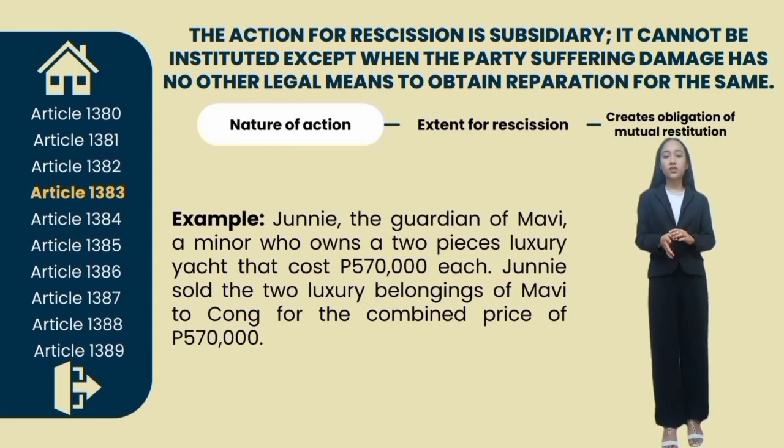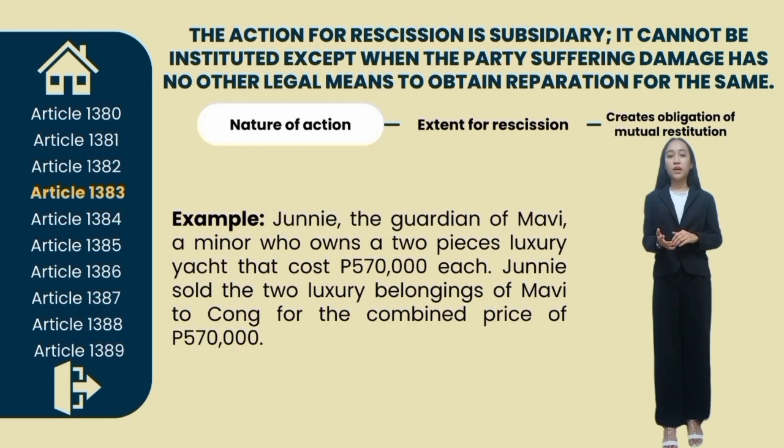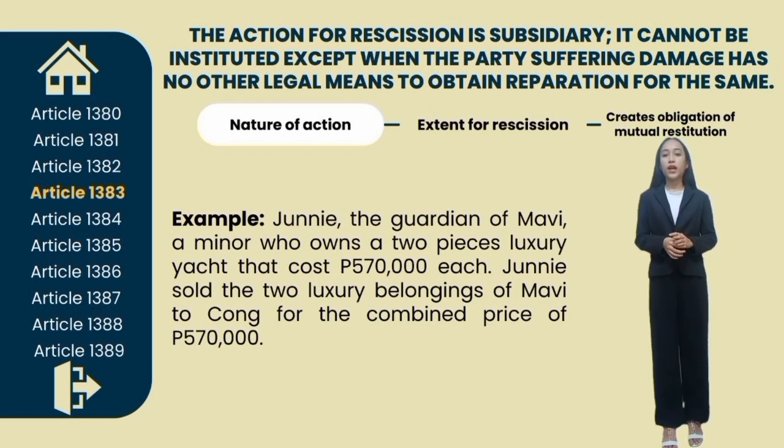In this case, the contract is rescissible since Mavi suffered lesion, because the amount lost is more than one-fourth of the value of the object. But what is the subsidiary here? When Mavi reaches legal age, he can rescind the contract. However, rescission is subsidiary, meaning you cannot seek rescission if you have another option. For example, if Kong is willing to pay another 570,000, then in this case, the contract is no longer rescissible.